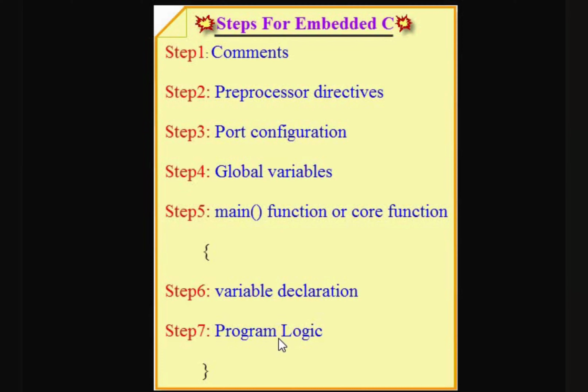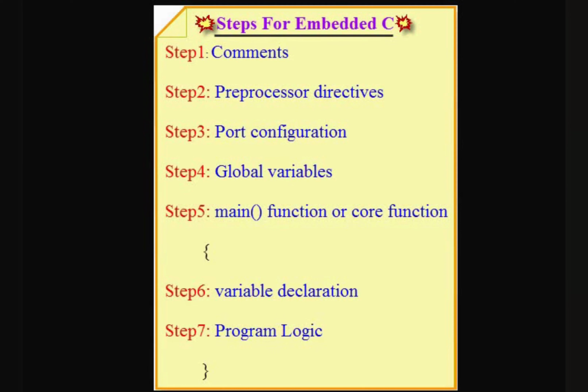For the program logic, you know that for addition of two numbers you can use c = a + b, and after that you must write the close curly bracket. So this is the main program, and you can follow this structure whenever you start writing a C language program.